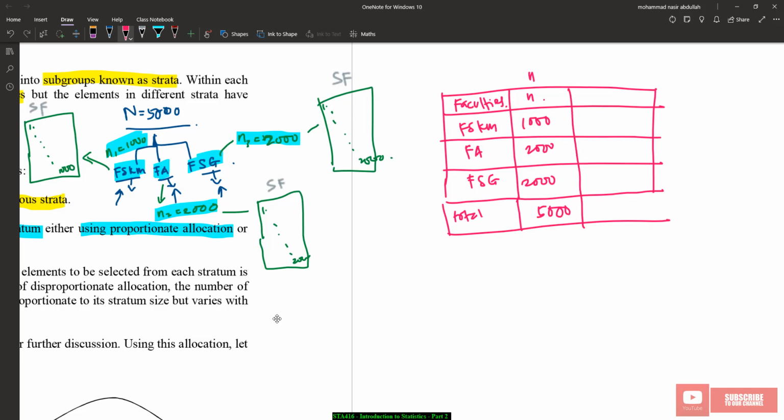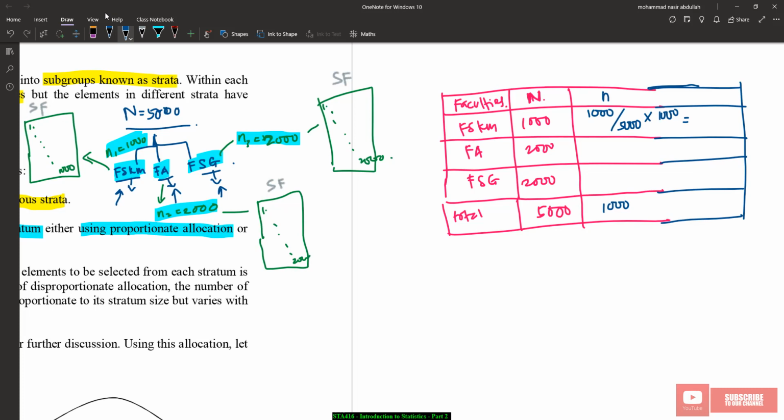So listen carefully. This is a very important part. Right, let's say we want to select, this is a capital N, sorry. Capital N. So let's say you want to select n out of 5,000, you want to select only 1,000. Your sample size is equal to 1,000. You want to select only 1,000 out of 5,000. So to calculate the sample size for each faculty, it is 1,000 divided by 5,000 multiplied by 1,000. This is going to be your sample size for each faculty. Can you? So what is the value?